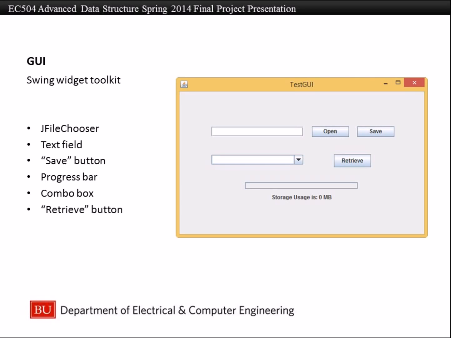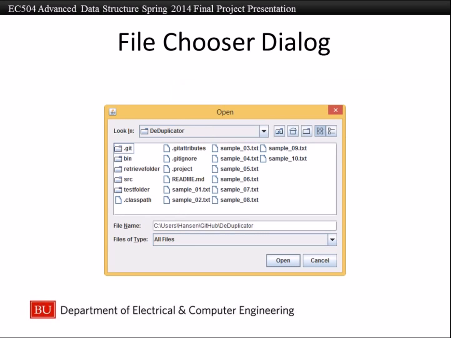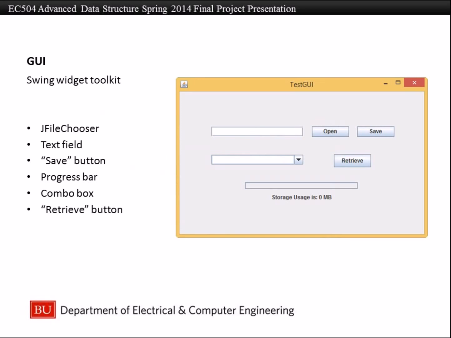To specify the input file or folder of our deduplicator from the GUI, we use the JFileChooser widget to open a dialog for users to select a file from a specific directory, nice and easy. We added a text field to display the file name of a selected file so that users can confirm it before they proceed.